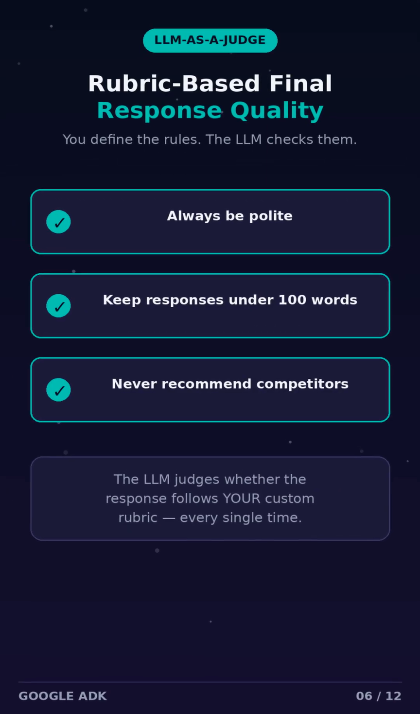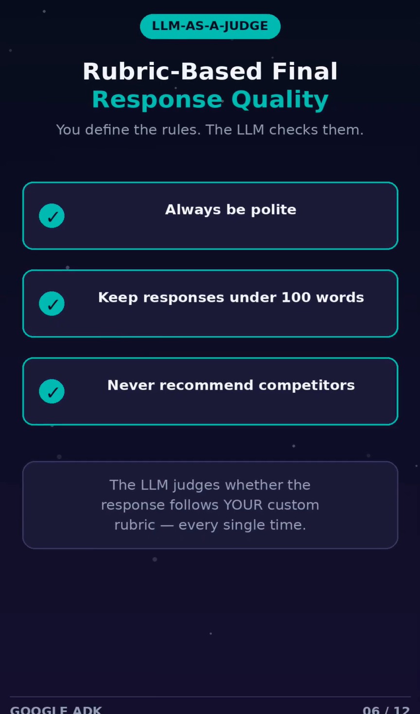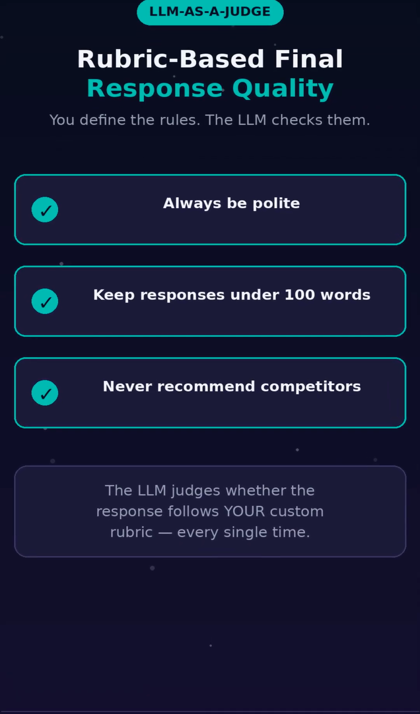Next up is rubric-based final response quality. Here, instead of comparing to one fixed reference answer, you define your own custom rules the response must follow. Example rubric for a customer support agent: always be polite, keep responses under 100 words, and never recommend a competitor's product. The LLM judge reads the agent's actual response and checks it against every single rule in your rubric, one by one. If the response stays polite, stays under the word limit, and never mentions a competitor, it passes. If it breaks even one rule, that gets flagged clearly.